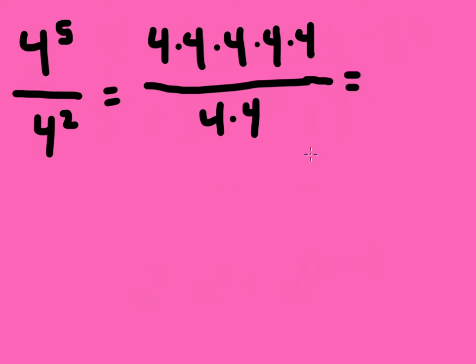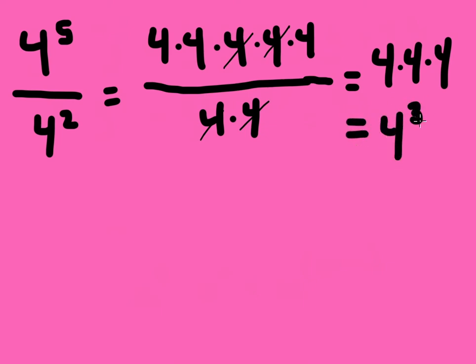Now, you may remember that when we're multiplying terms and we have the same term on the top and the bottom, then we can cancel them out. So I can cancel out 2 4's on the top with the 2 4's on the bottom, and that leaves me with just 3 4's on the top, which is 4 times 4 times 4. I've run out of space here, so I'll come down on the next line. That's just 4 to the 3rd power, or 4 cubed.